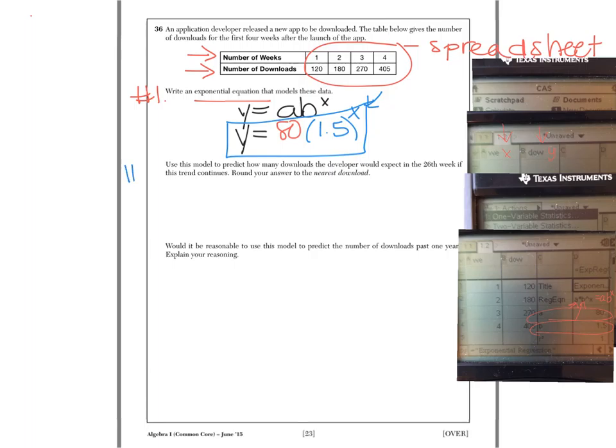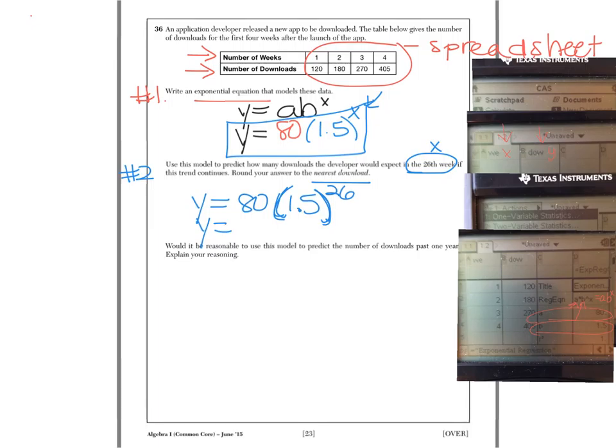So using this model, we're going to predict how many downloads the developer would expect in the 26th week, so that's X, if this trend continues. Round your answer to the nearest download. So that means I'm substituting 26 into the equation for my value of X. I'm going to put this in the calculator exactly the way that I've written it. Be very careful with how you put this in. Make sure you put parentheses around this base, 1.5, and then raise it to the 26th power.